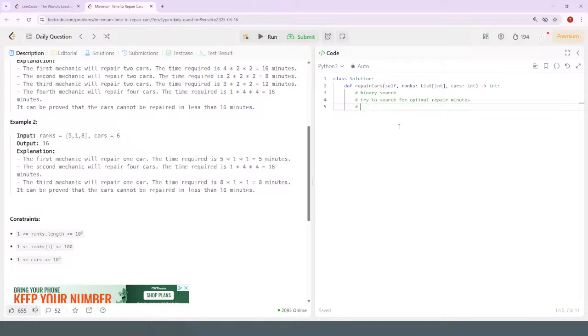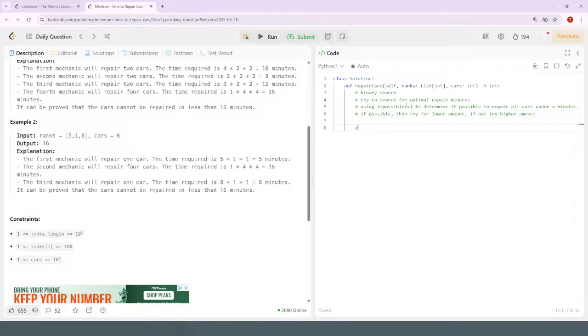Using it, it is possible to determine if it's possible to repair all cars under, let's say, X minutes. Let's say X is the variable there. If possible, then try for a lower amount. If not, try a higher amount.